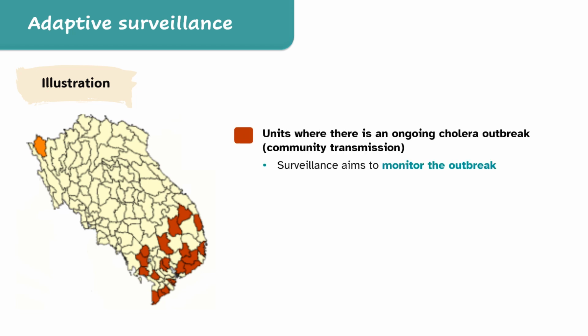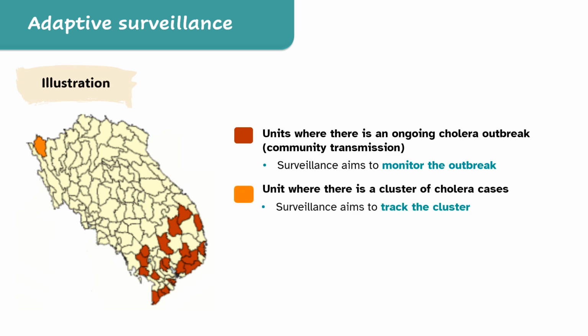Currently, in the southern part of the country, there is an ongoing cholera outbreak in several surveillance units. Those are represented in red on the map. In these surveillance units, the current surveillance objective is to monitor the outbreak to generate information to orient control measures to mitigate the impact and the spread of cholera.